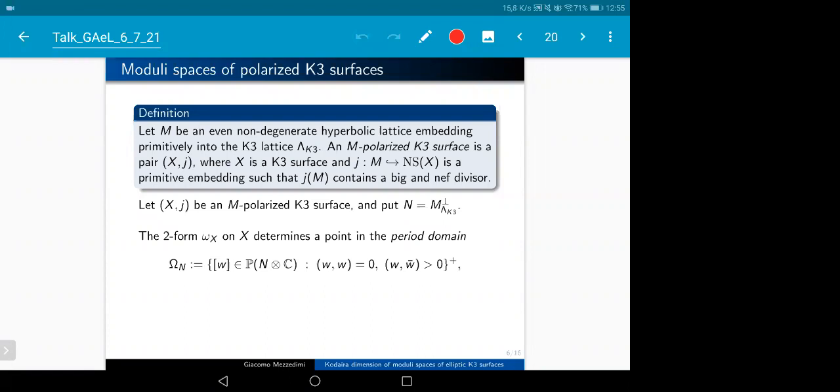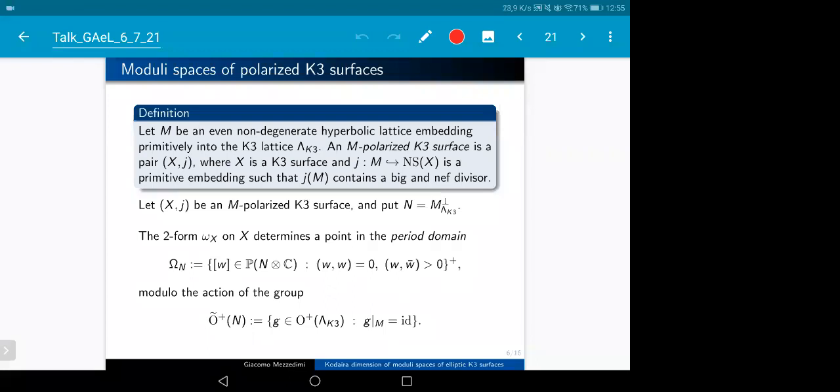So we look at this orthogonal complement and we complexify it, and then we take the projectivization of this. So the holomorphic two form will be a point here, and actually the period satisfies the following two equations. It has self-intersection 0 and it has positive intersection with its complex conjugate. And if you look at this period domain, this actually has two sheets, like the two sheets of a hyperboloid. So this plus just means that we choose one sheet.